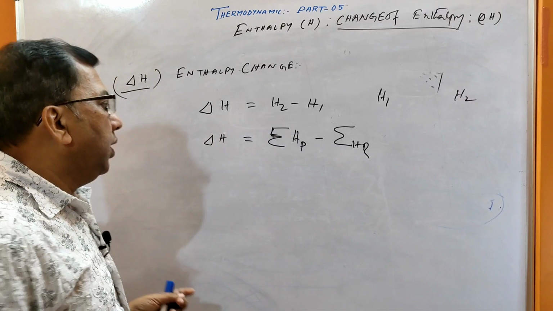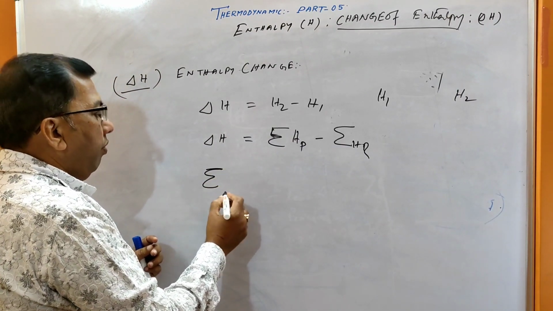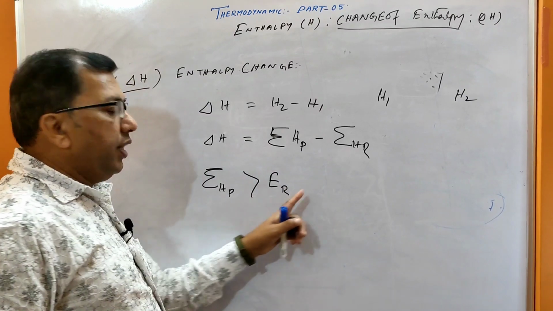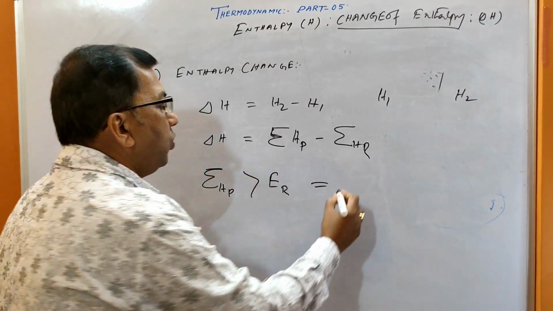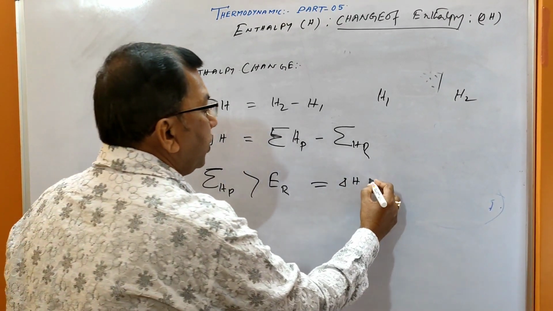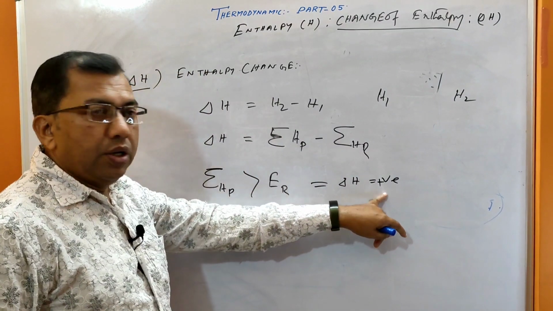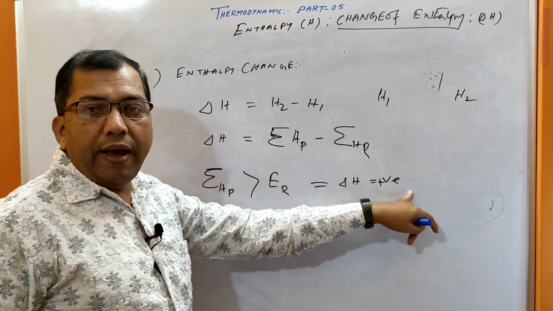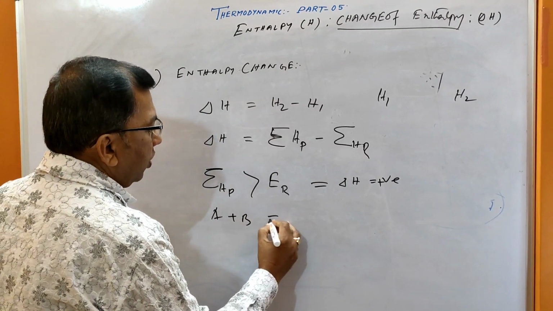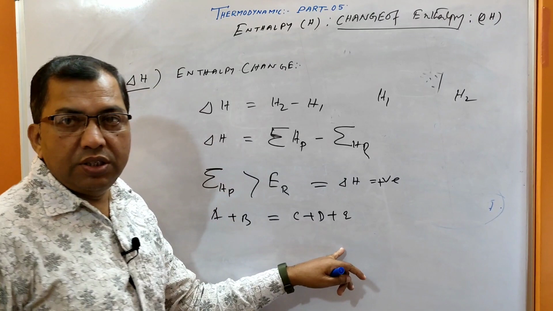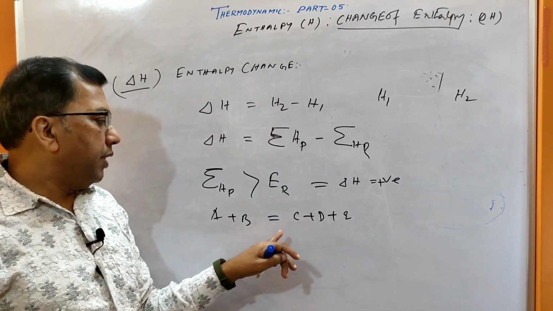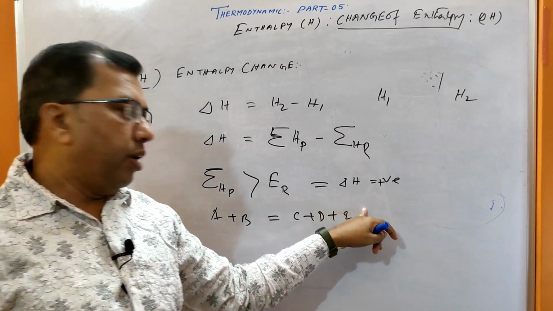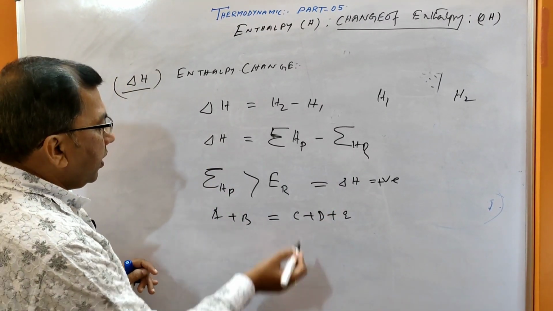In this case, if the enthalpy of the product is greater than the enthalpy of the reactant, delta H will be positive. Positive means heat is greater than 0, and it is an endothermic reaction, that is, heat is absorbed. Suppose A plus B equals C plus D minus Q, where energy is absorbed. This is known as an endothermic reaction. Clear?